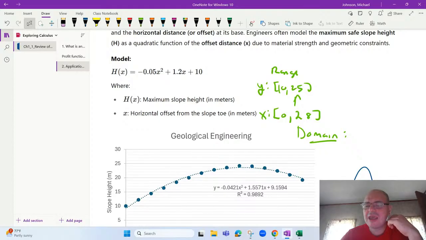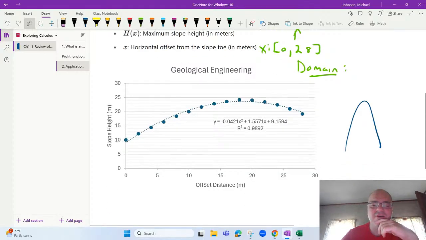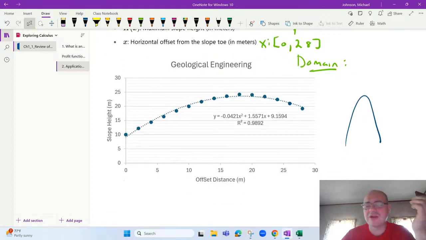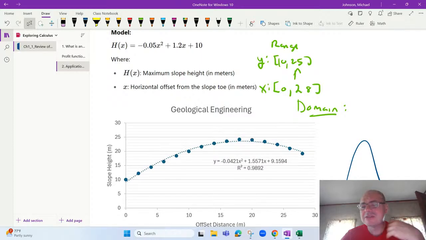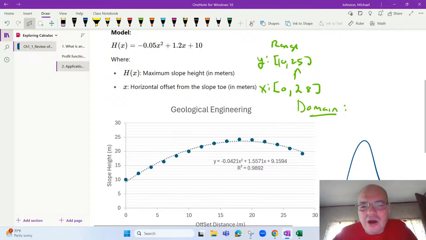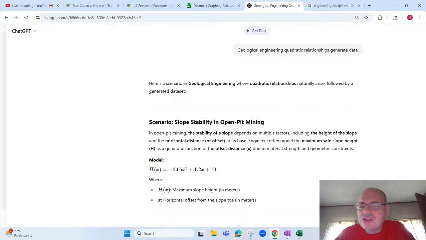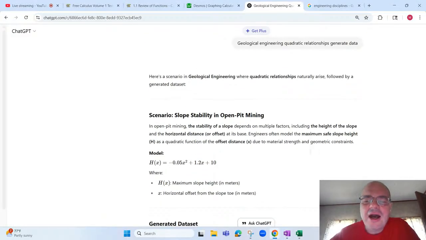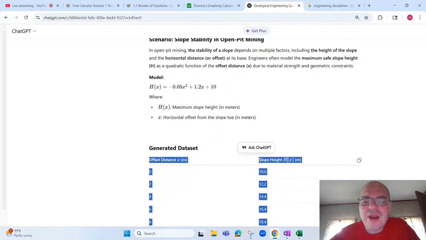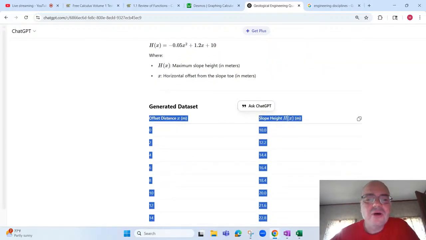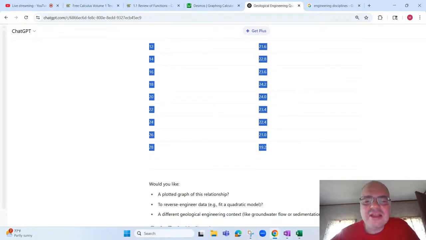It's not simply a case where if we have a small value of x, we get a bigger value of y, because at some point it turns and maximizes at about 18 for an offset distance. And we'll describe this further as we go into the description. So geological engineering, we can break down domain and range, and we see a graph from the generated data set.